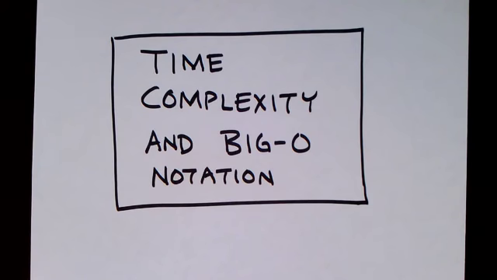In this video, we're going to introduce and describe time complexity, which is a fancy way of saying we're going to measure how long it takes programs to run. We're also going to talk about big O notation, which is a shorthand for representing how long it takes programs to run, and allows us to work with different time complexity classes.